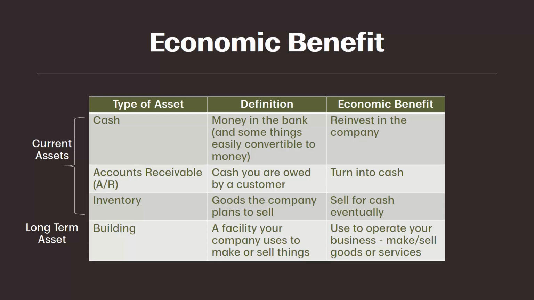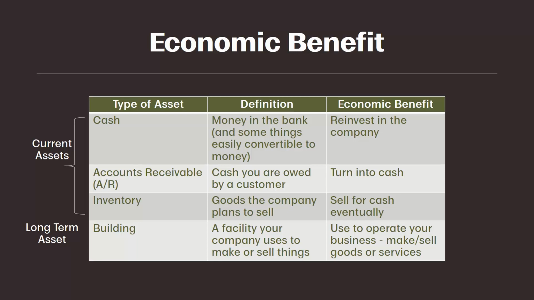On this list, we can see some examples of assets. First, we have cash. Cash is easy. That's just money in the bank. So go ahead and fill in money in the bank. It's also anything that's easily convertible to money in the bank. So oftentimes you'll see this listed as cash and cash equivalents. So it could be something like a money market fund that could easily be converted over into cash that you can spend. The economic benefit for cash is that we can reinvest it in the company.